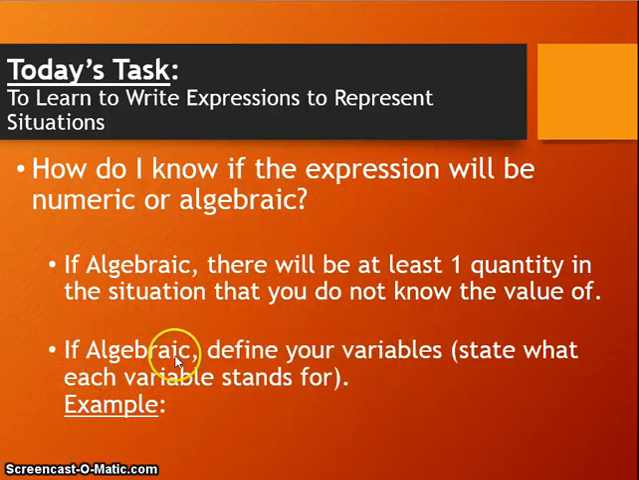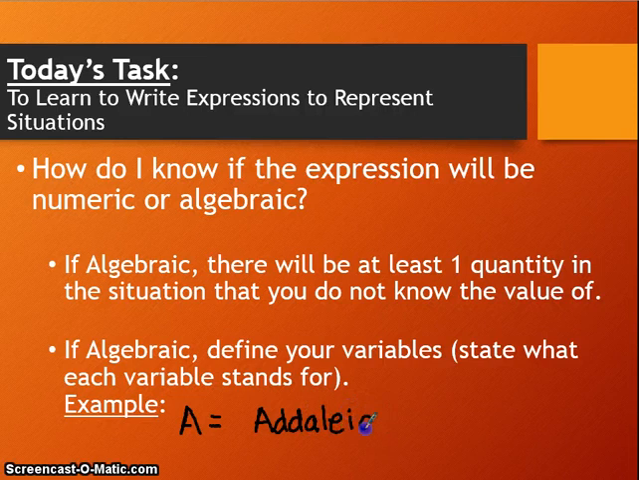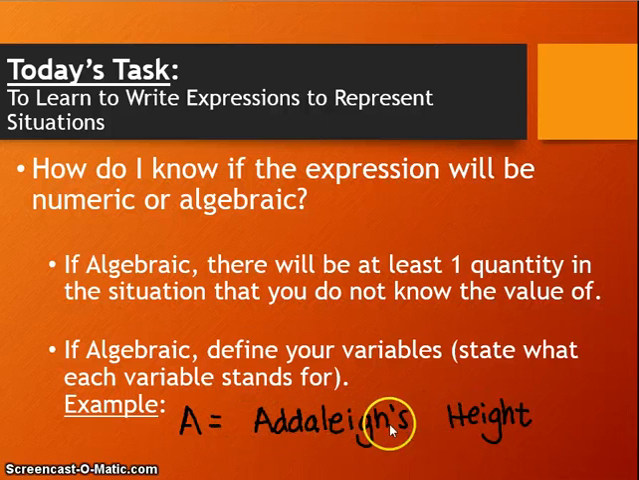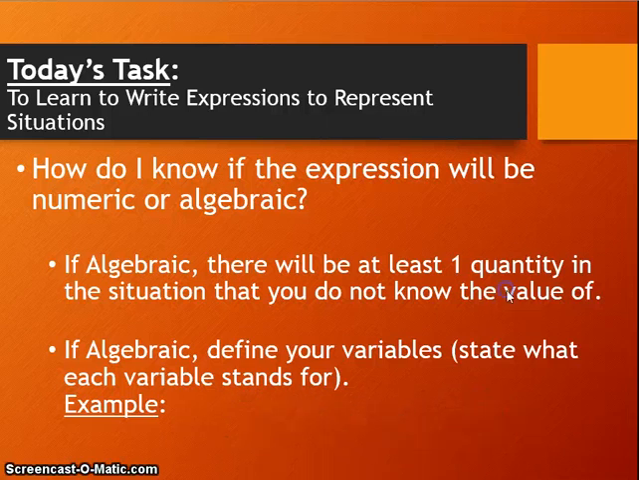Now, if you do determine that it's algebraic, you need to define your variables, which means to state what each variable stands for. So for instance, you may say that A equals Adelie's height. You do not know Adelie's height, so you're going to put the variable A anywhere that Adelie's height is going to be represented. That's an example of defining your variable, quickly stating what the variable stands for.